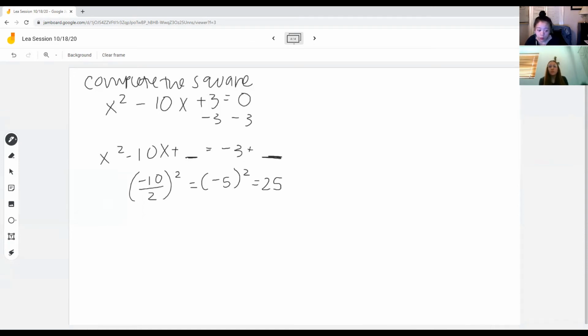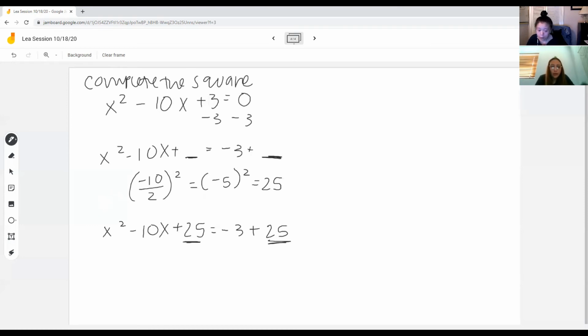And then you were correct before when you said add it to both sides. Yeah. So x squared minus 10x plus 25 equals negative 3 plus 25. And then this will factor into a perfect square. So what would you get?